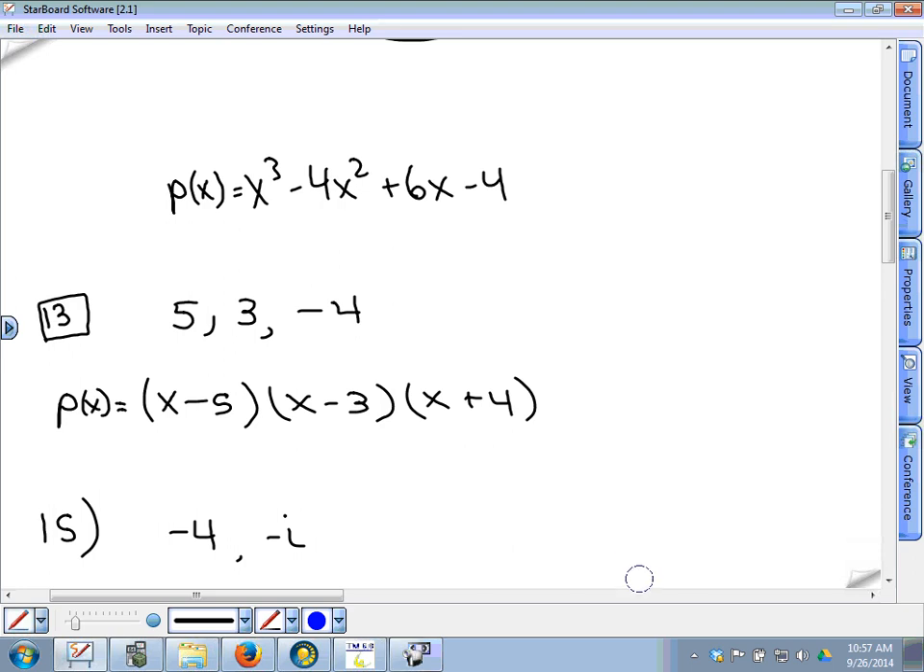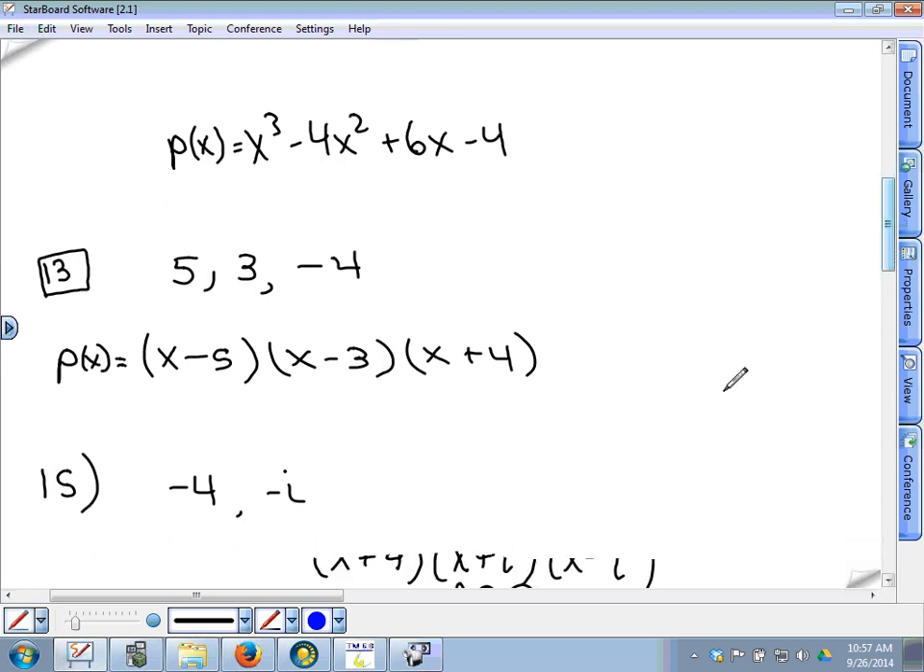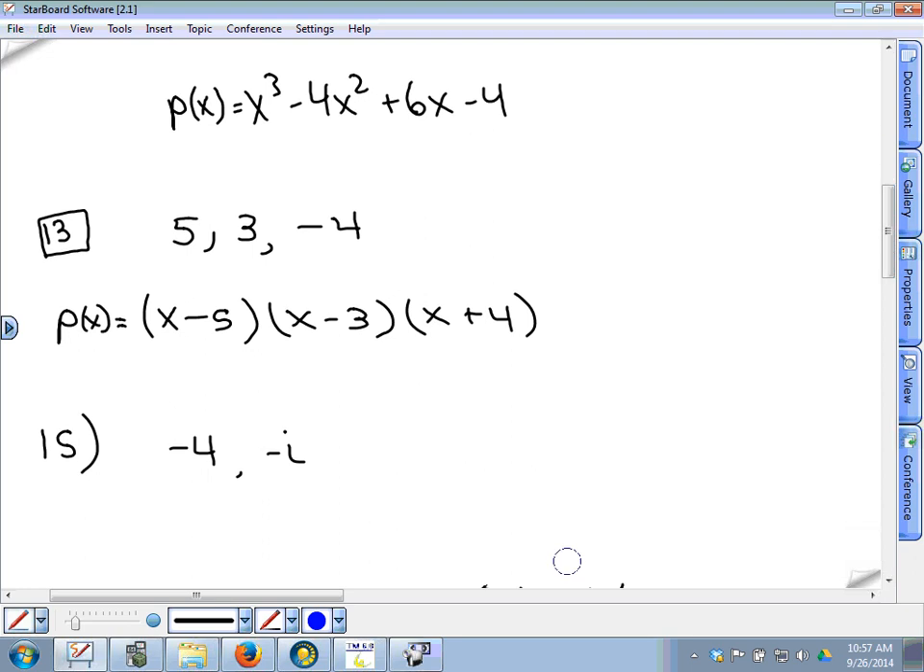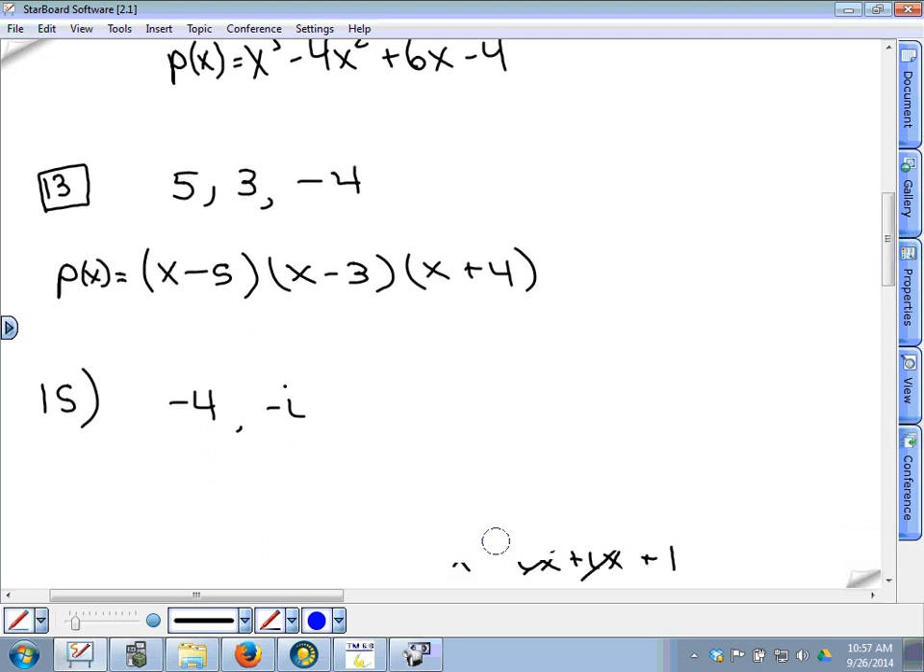Let's go to 15. This is number 15 on your worksheet. Same directions. It says find any additional zeros that might be there, and then multiply it all out and come up with some polynomial. So, are there any zeros that are missing? What do you think?